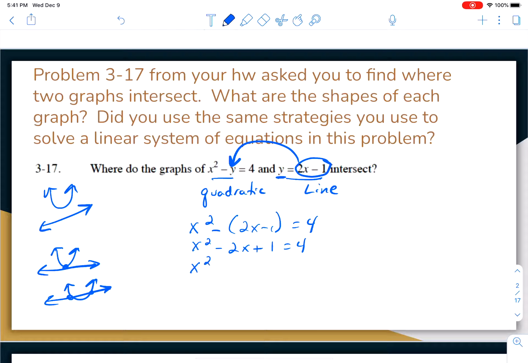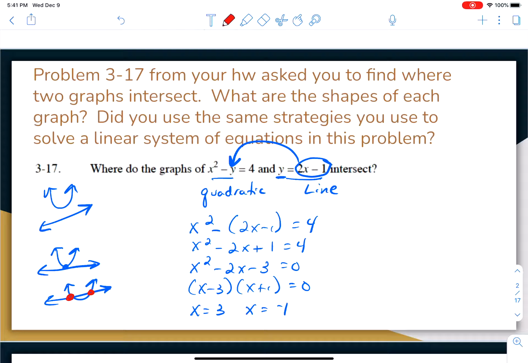Solving a quadratic, I need to make sure that all terms are on one side and my equation is set equal to 0. I can factor that quadratic. And I end up with a solution of x equals 3 and x equals negative 1. So there are going to be two solutions to this problem. So I know that I'm dealing with this situation. The line is hitting that parabola in two places.